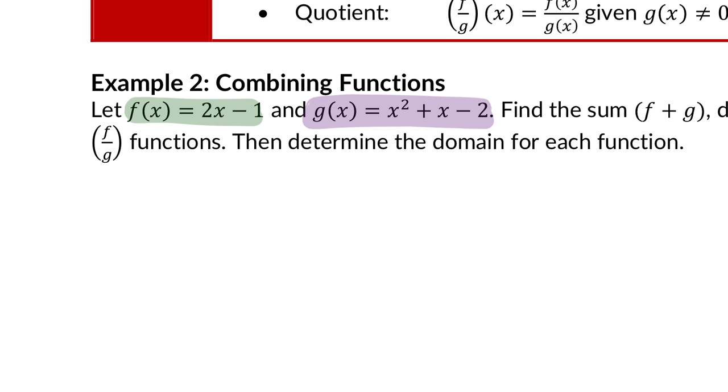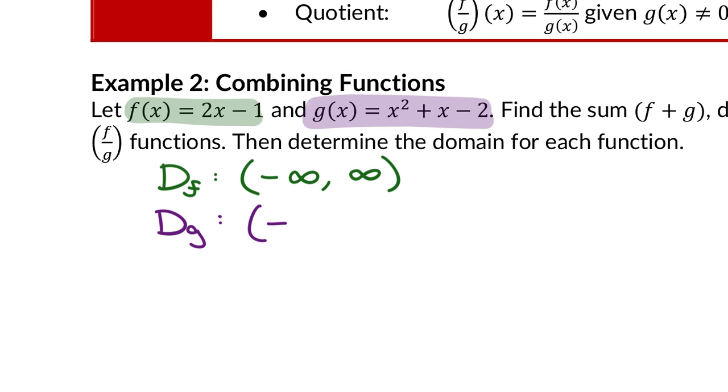Before you start any problems today for combining or composing, always check the restrictions of the original domains. What kind of function is this green one? Linear. What kind of function is the purple one? Quadratic. Are there any restrictions for linear or quadratic? No. So the domain of the green function is from negative infinity to infinity, and the domain of the purple function is also all real numbers from negative infinity to infinity. So we have no original restrictions for these problems.